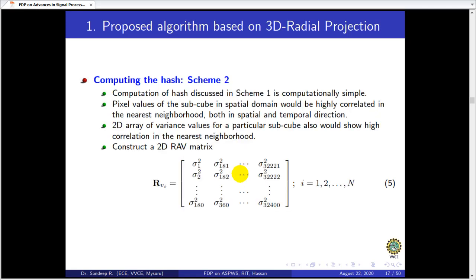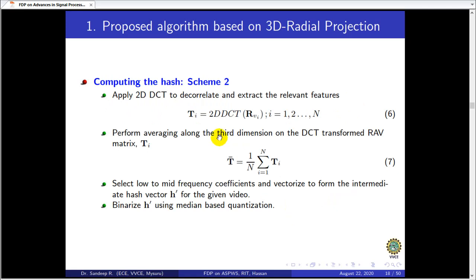In scheme 2, for each subcube there is a matrix, so there are n subcubes, so n matrices. For each matrix, two-dimensional discrete cosine transform, then averaging along the temporal direction, because there are n subcubes, so n values, finally one matrix, and after that we select the coefficients and apply median based quantization to generate the binary hash vector.